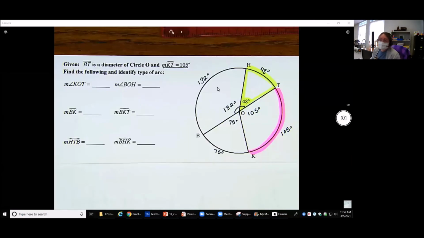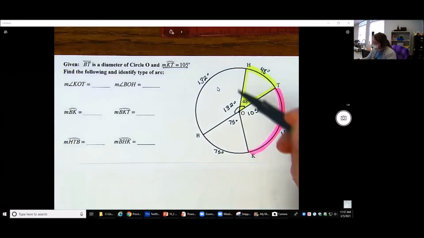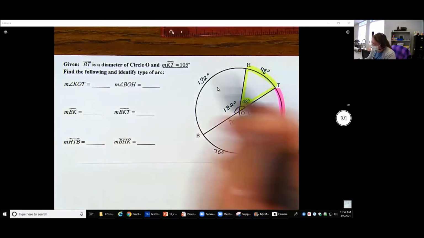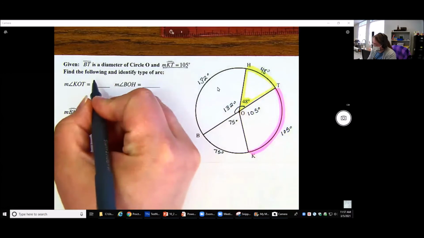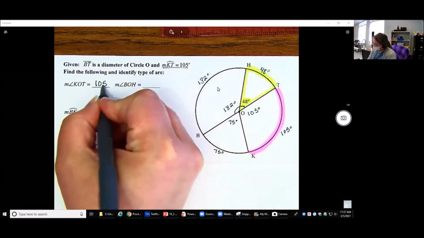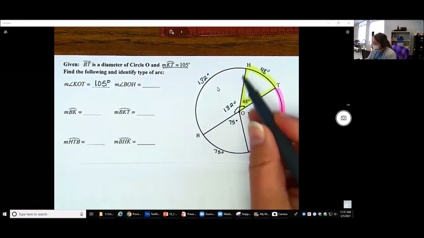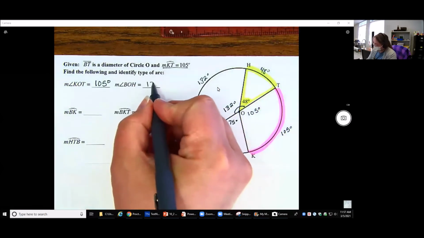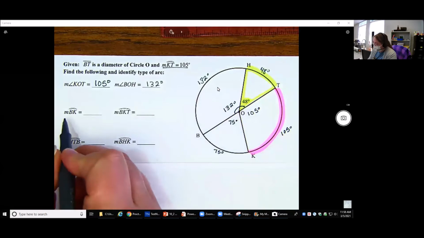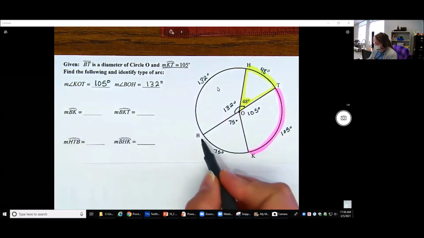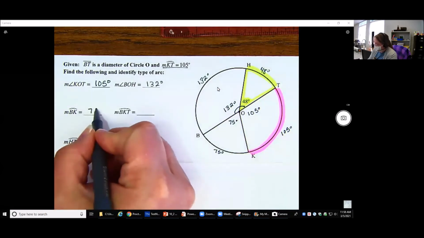Let's fill in a little bit of what we know. So our angle KOT is just the same as arc KT. This is 105 degrees. Angle BOH is 132 degrees. Arc BK, from here to here, has got to be 75 degrees.